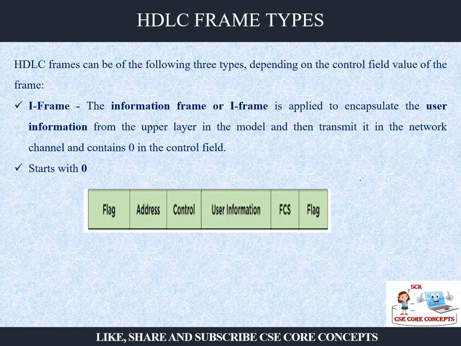Next we will understand the different types of frames. How many types of frames are there? One type of frame is called the I-frame. The I-frame is also called the information frame. It is used to encapsulate the user information. So whatever information it is getting from the upper layer, what is the upper layer? The network layer. Whatever data it is getting from the upper layer, which it has to transmit in the network, that comes in your I-frame. Understood?